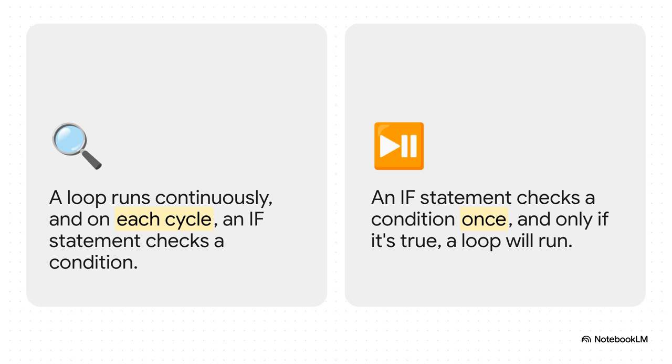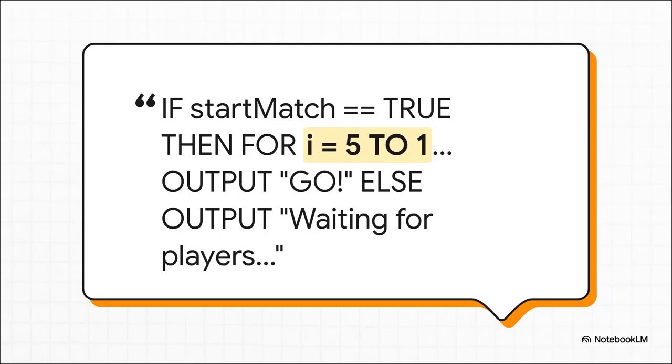Like, for every single number from 1 to 10, you're asking, hey, is this one even? But if you flip it and put a loop inside an if statement, you ask the question just one time. And if the condition is true, then you kick off a whole loop, like a countdown that only starts if the match is ready. And here's that exact game countdown example.